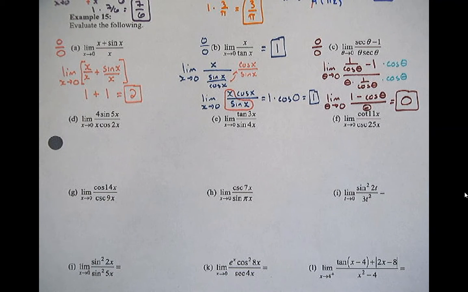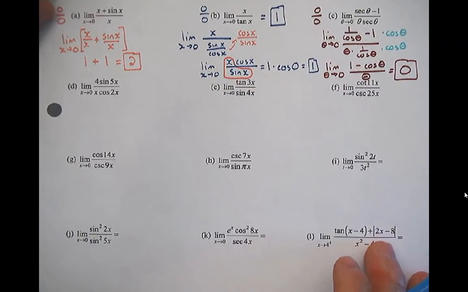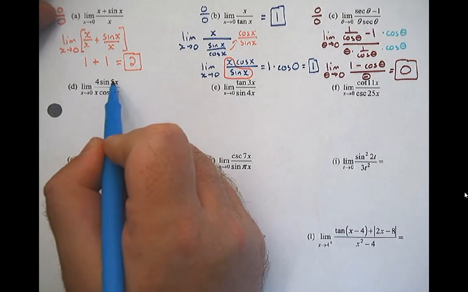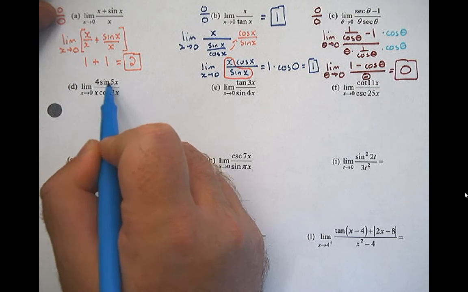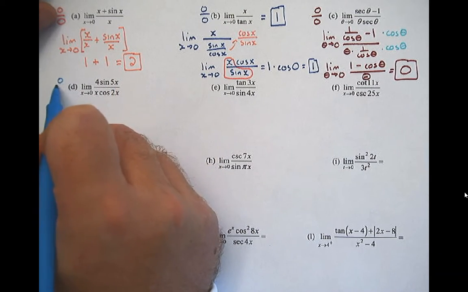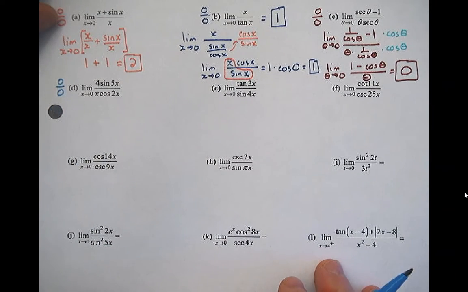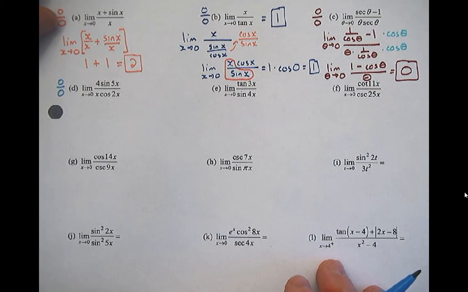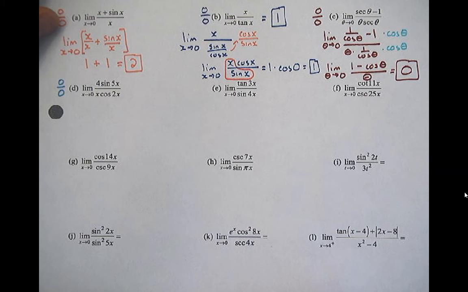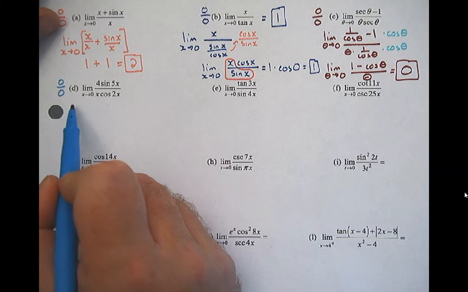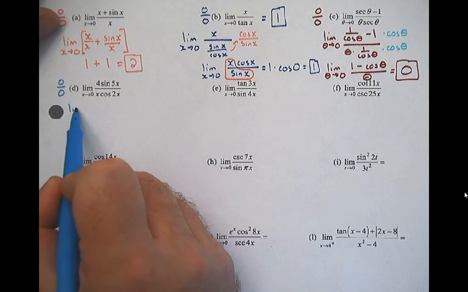Okay, next up, I'm going to encourage you to try this one on your own. I'll give you a hint. When you plug in 0, we would get sine of 0 is 0. And then I get 0 times anything, so it is 0 over 0. I'm going to encourage you to pause and try to handle this one on your own. Okay, so this is where I want to try to break this thing up.